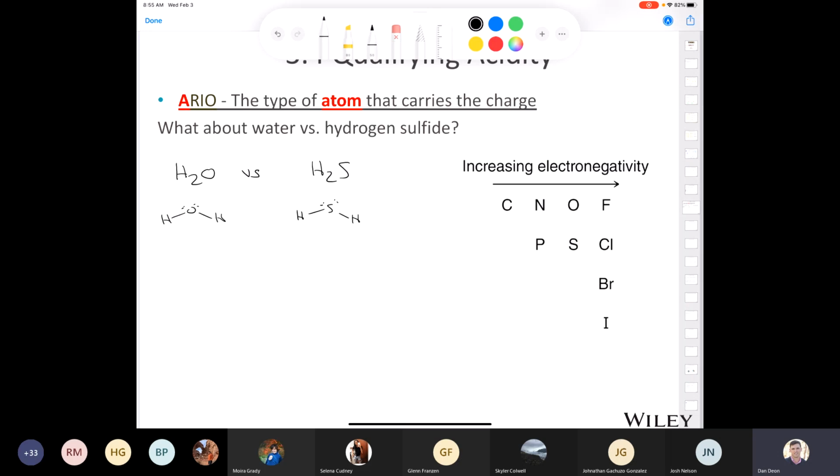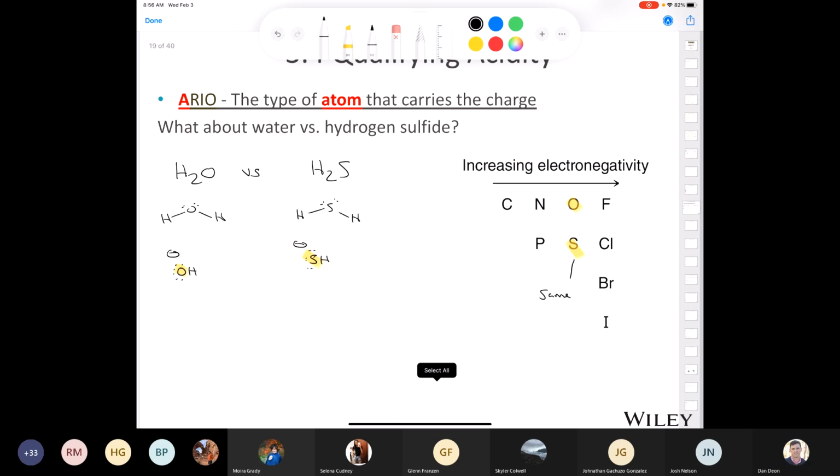Beautiful Lewis structures. If we draw their conjugate bases, here's the conjugate base of water. It's hydroxide. Here's the conjugate base of hydrogen sulfide. It's called hydrosulfide. Okay. So since we have a negative charge on a sulfur and an oxygen, sulfur and oxygen are in the same group, right? Same group.